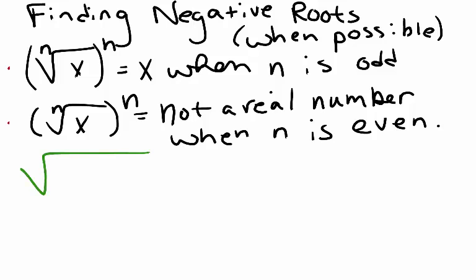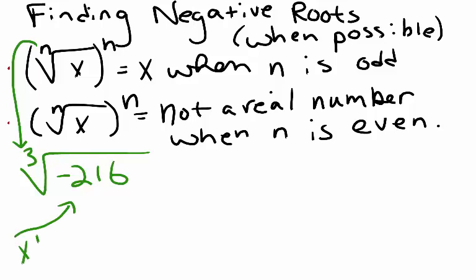Suppose I have the cube root of negative 216, where the cube root corresponds to n. What's on the inside here corresponds to x to the n. In this case, we are able to take a negative root because n is an odd number. We can break this down.